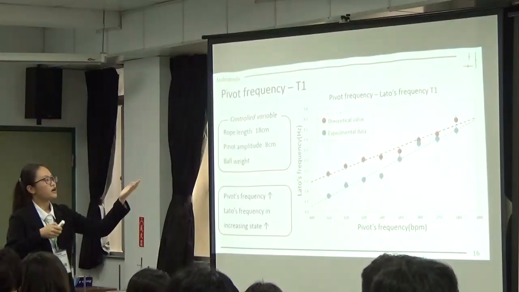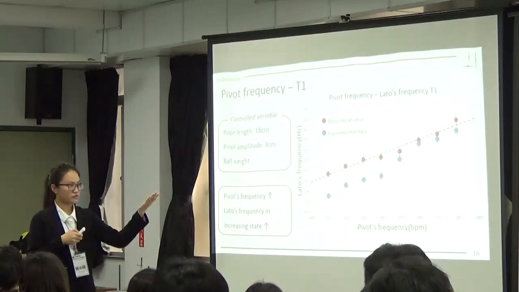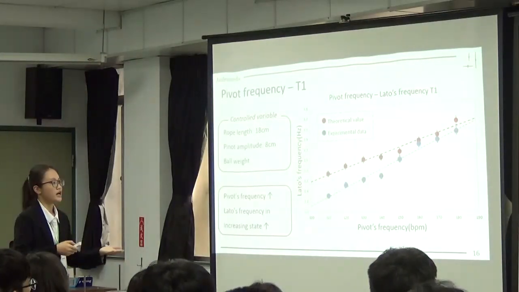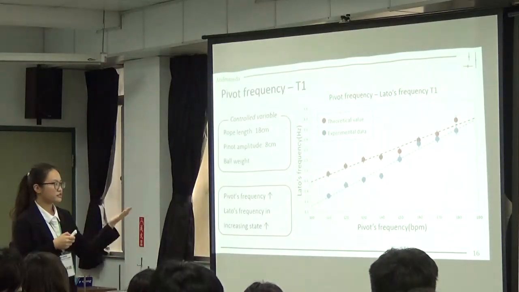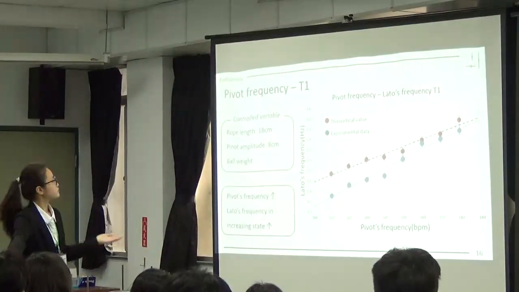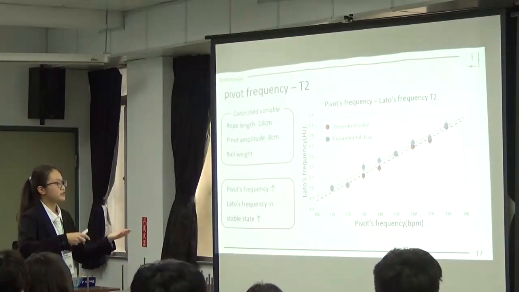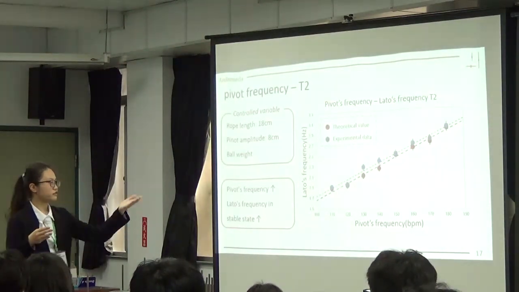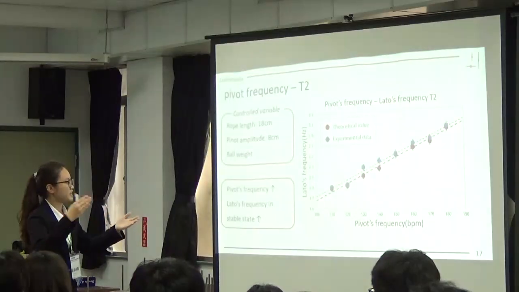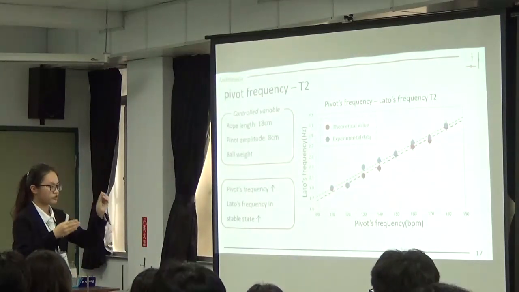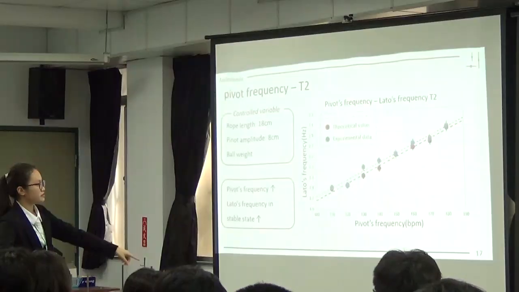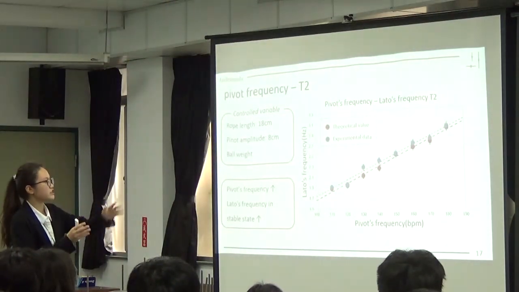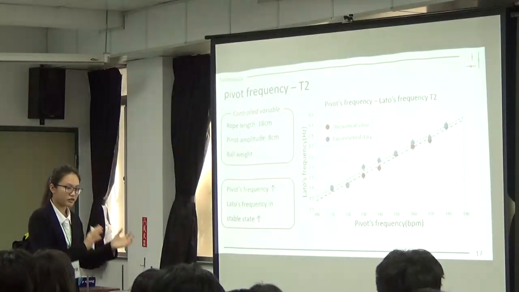So this is the comparison, and as you can see from the graph, when the pivot frequency increases, the Lato frequency will also increase, and this is in the amplitude increasing state. And then we're comparing the pivot frequency to the Lato frequency in a stable state. So also, as you can see from the graph, when the pivot frequency increases, the Lato frequency will also increase. And if you compare this one with this one, you can see that the difference between theoretical and experimental data is bigger when it is in the amplitude increasing state.